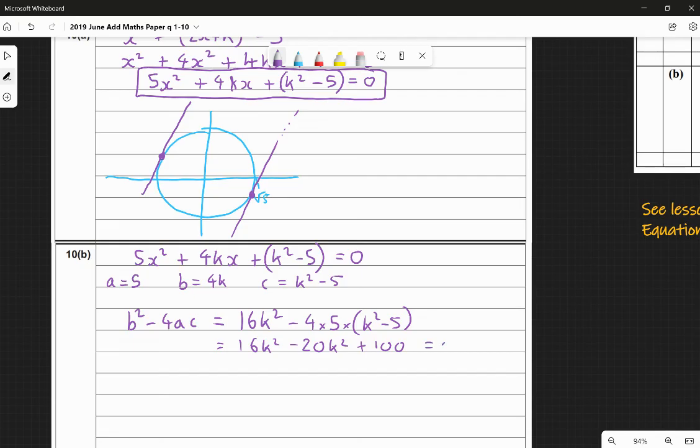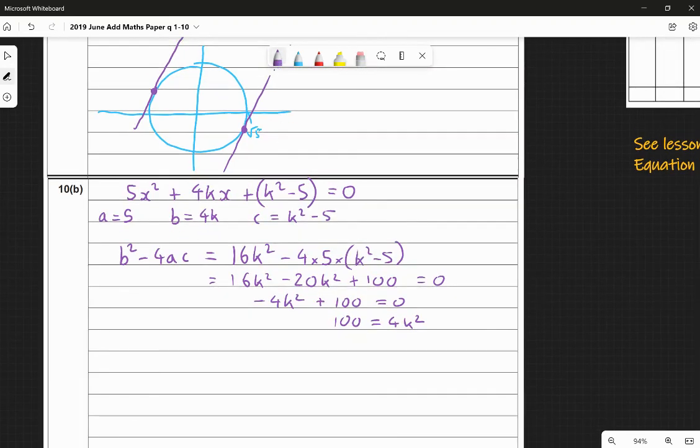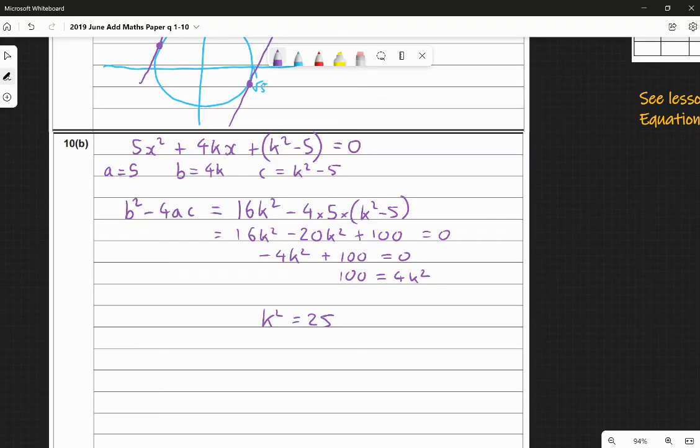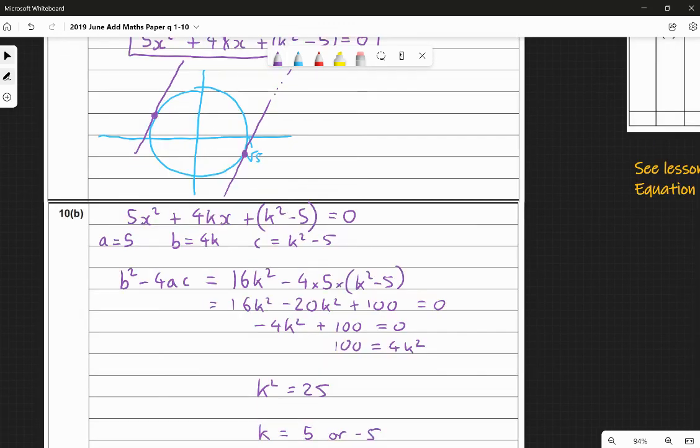I know that the discriminant is equal to 0. I'm going to simplify that a little bit further. 16k squared minus 20k squared is negative 4k squared. Plus 100 has to be equal to 0. Add 4k squared to both sides, and you get 100 equals 4k squared. Divide by 4, and k squared has to be 25. And if k squared is 25, then that means that k could be 5 or minus 5. So there are two values that are possible for k.